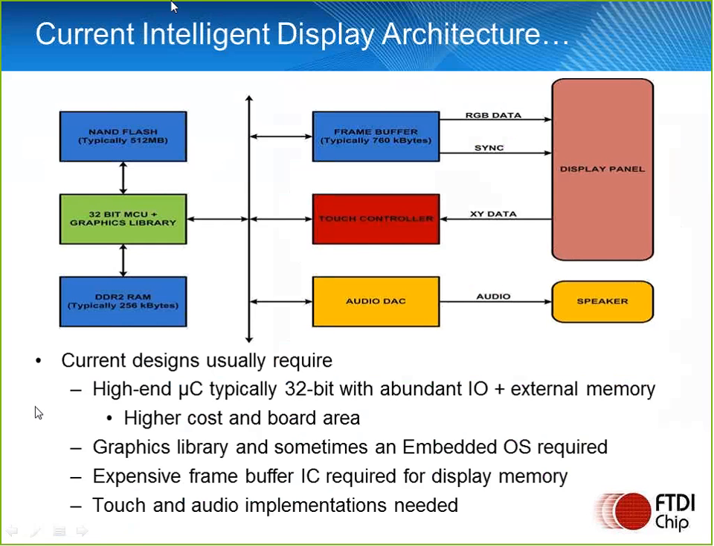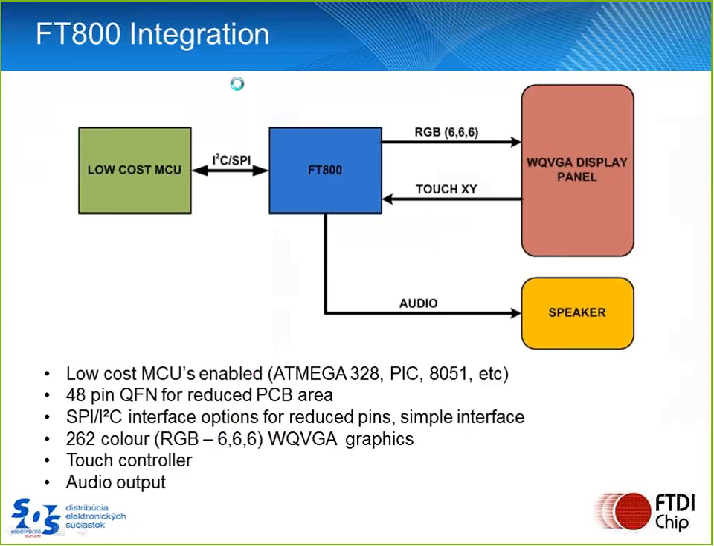So how did FTDI change it? Well, this is the layout of what we use for an FT800 design. So you can see instantly that the board space is considerably smaller. We have the FT800 in blue. Notably, on the left-hand side, you will see there is a low-end, low-cost microcontroller. Now that's because the 800 does a lot of the actual graphic processing.